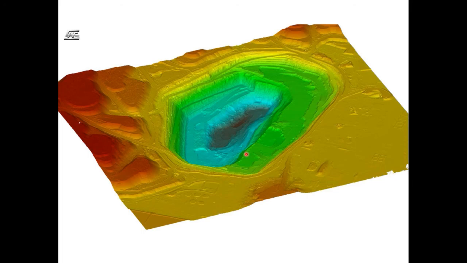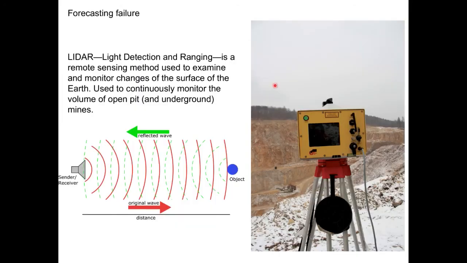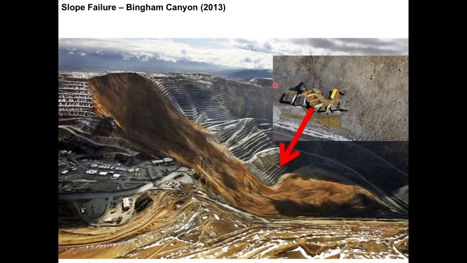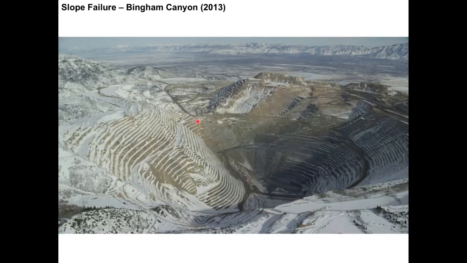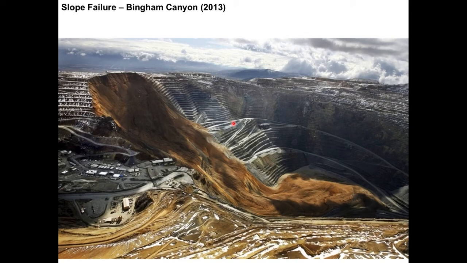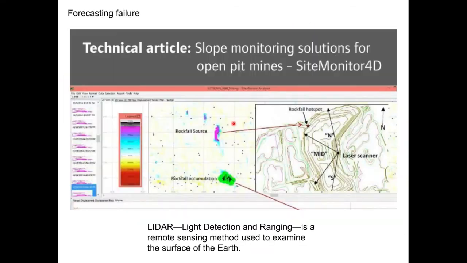And as soon as they detect any anomalous movement on one side of the pit or another, they evacuate the mine. So in the case of the Bingham Canyon open pit, they were using LiDAR to measure constantly the diameter of the pit, and then they were able to issue a warning and evacuate the mine so no fatalities occurred during that landslide or slope pit failure.